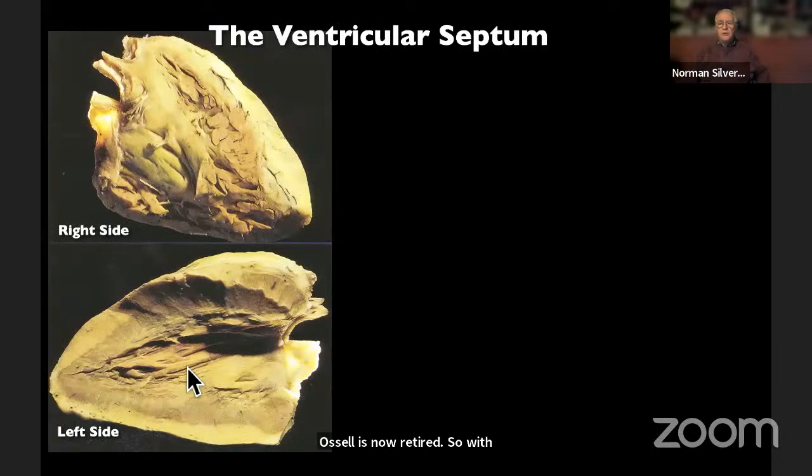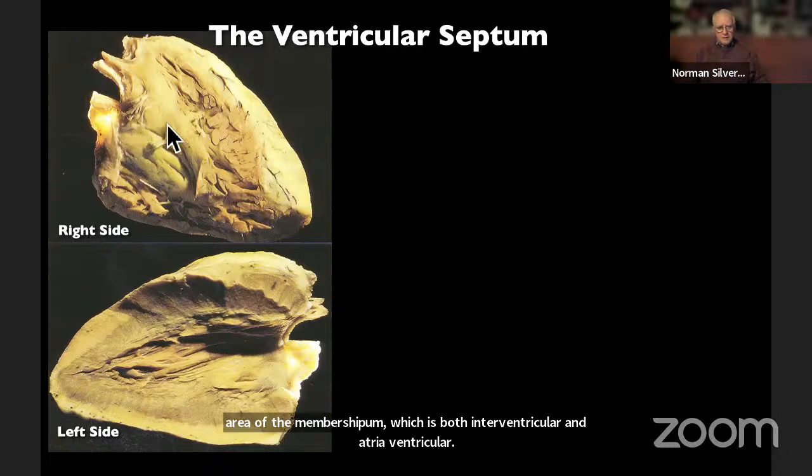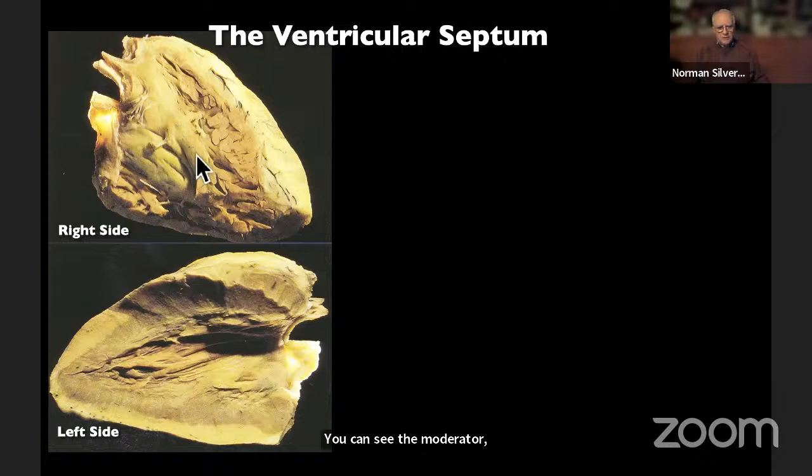So without further ado, let's look at the ventricular septum. This is from an excised heart, showing the right aspect of the ventricular septum and the left aspect of the ventricular septum. You can see here the remnants of the tricuspid valve, the area of the membranous septum, which is both interventricular and atrioventricular. You can see the moderator band, or the septomarginal trabeculum, running round down here, with the little moderator band of Harvey seen over here.